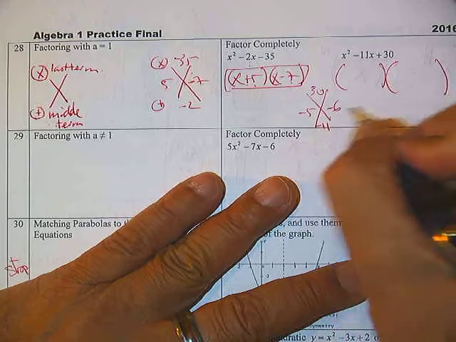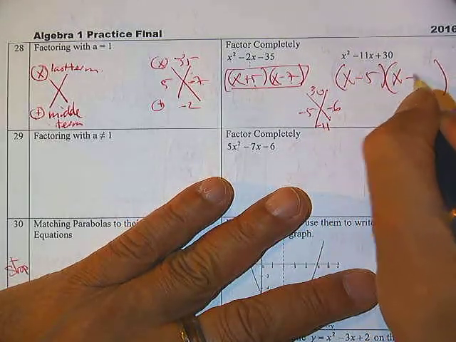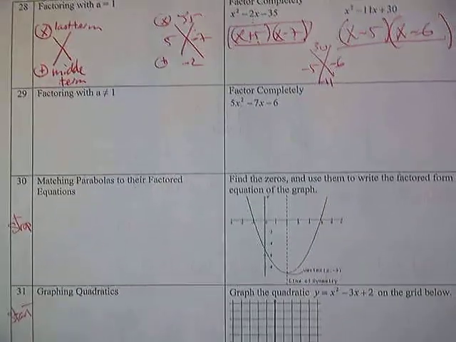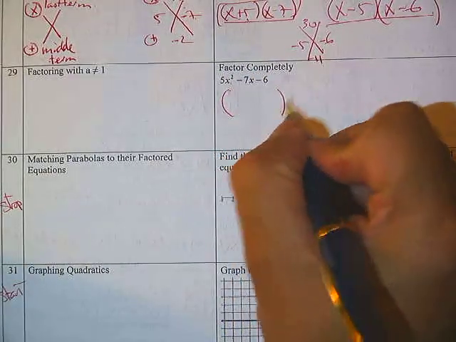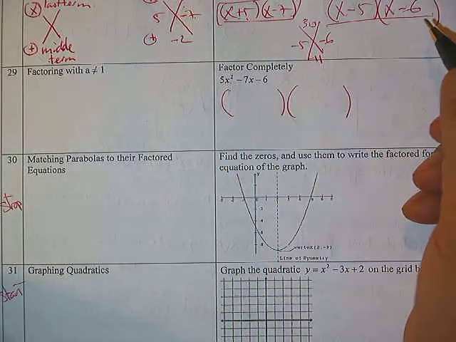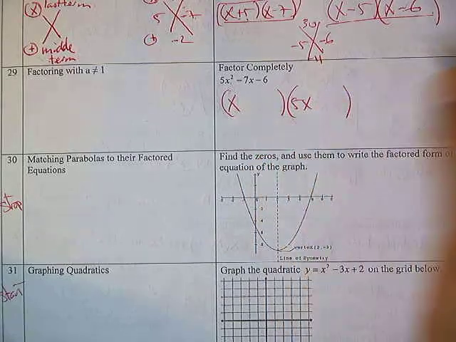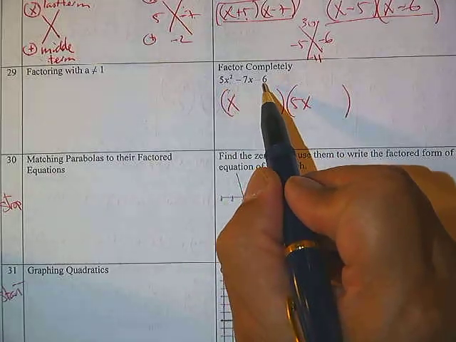Alright, and then on this one, what multiplied gives you 30 and adds up to negative 11? 5 and 6. No. Yes. 5 and 6, both negative. Negative 5, negative 6, add up to negative 11. x minus 5, x minus 6. There's your factorization.